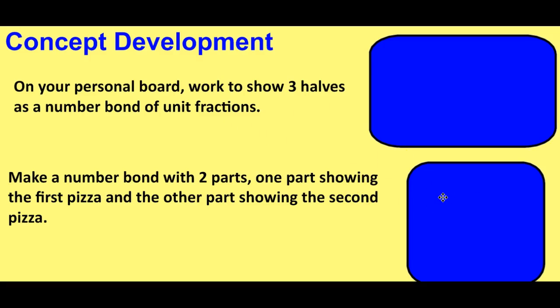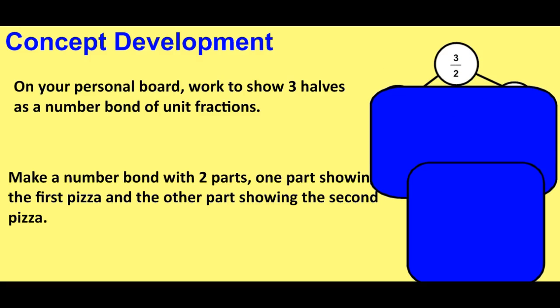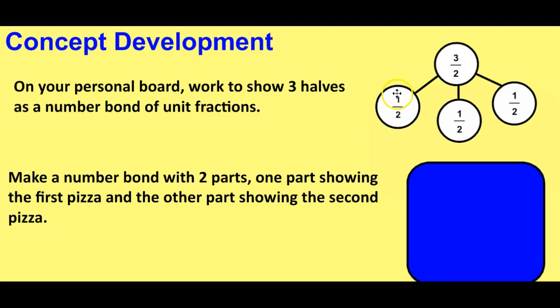Okay, so now we're going to take our 3 halves and we're going to make a number bond of just unit fractions. So at the top of your number bond, it needs to have 3 halves, and we need to know how many unit fractions 3/2 is made of. And we know based on the pieces that we just looked at that there were 3 different parts that made up the 3/2. So we're going to have 1/2, 1/2, and 1/2. And we know that when we have 3 1/2s, that gives us 3/2. So on your board, make sure that your number bond looks like this.